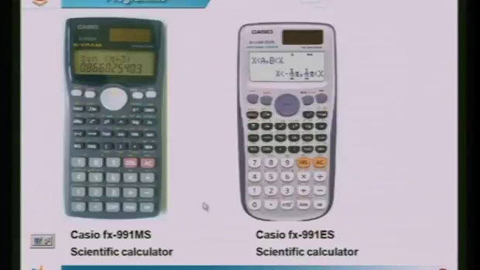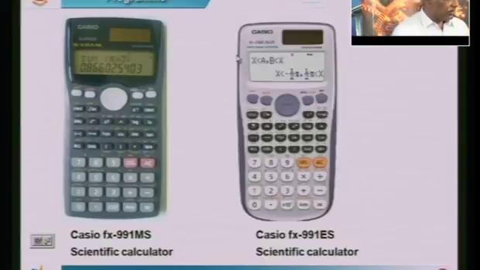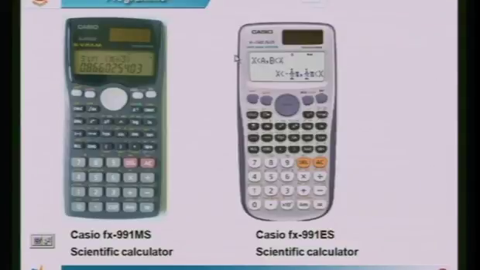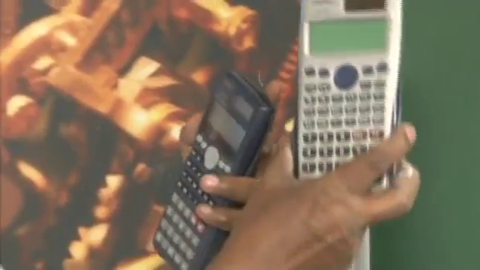One is the Fx991MS and the other one is the Fx991ES. Fx991MS is this one, and the other one is this.